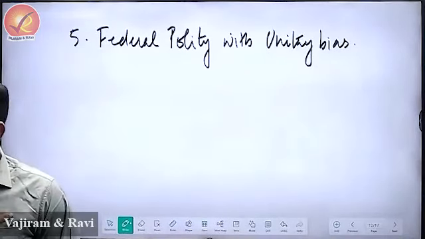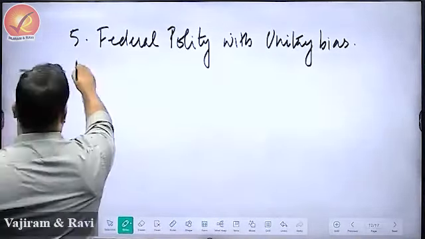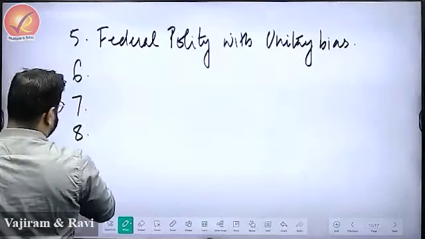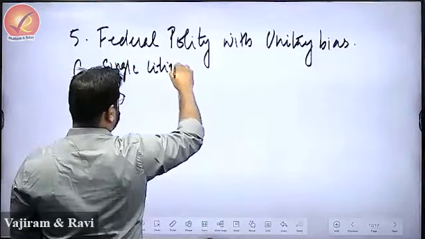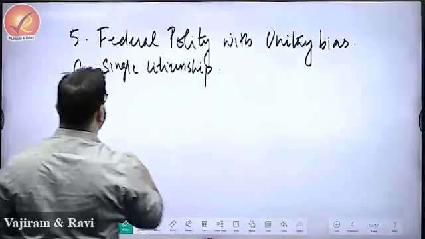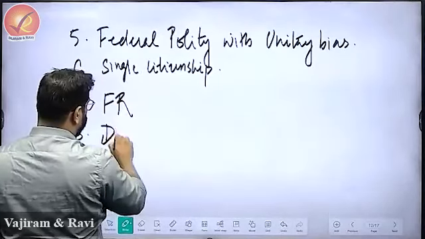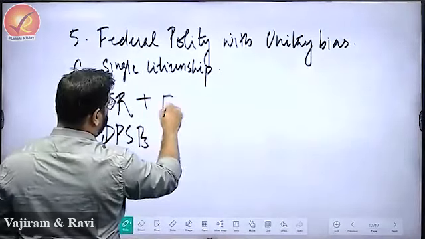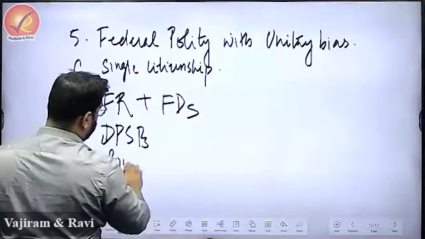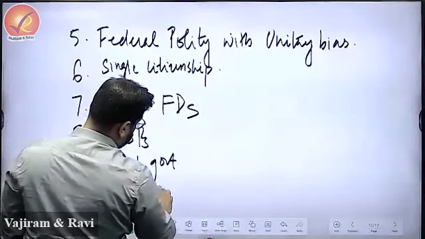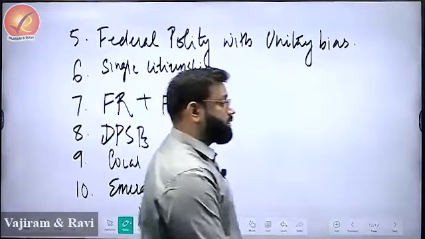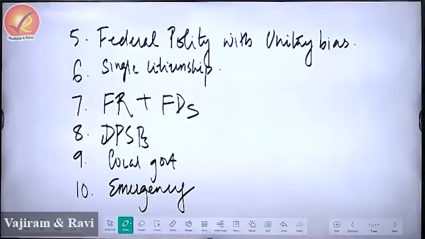Is this clear? Fifth point? Okay. After that, there are points that we will only note down, which you will read in the respective chapters. Like single citizenship, though we have understood a little, but okay, I'll teach you this in detail. Like fundamental rights, like DPSPs, like fundamental duties, like local government, emergency, etc. are the salient features of Indian Constitution. Understood? These are full-fledged chapters, no point of wasting time over here.